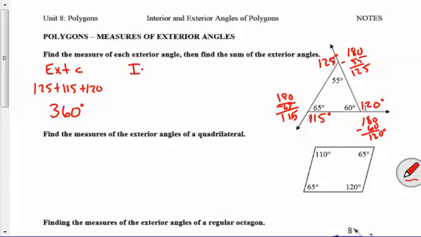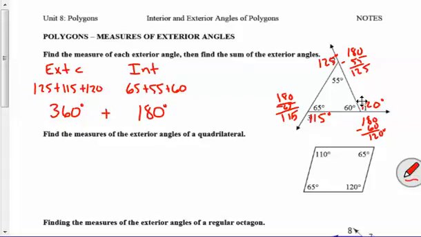We can also find out about the interior angles. Maybe that'll be useful for us later. 65 plus 55 plus 60. That means our interior angles of a triangle will equal 180, which hopefully we remember. Triangles always add up to 180. The interior angles of a triangle always add up to 180.